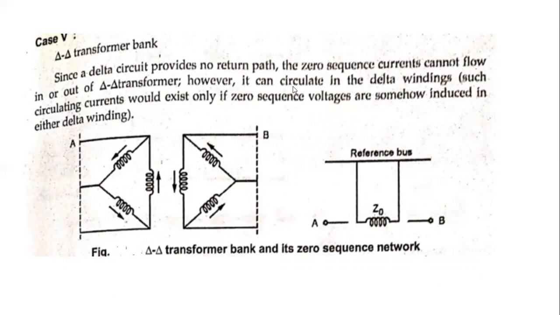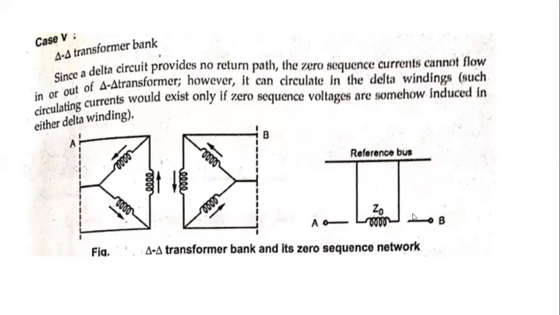However, it can circulate in the delta windings. Such circulating currents would exist only if zero sequence voltages are induced in either delta winding. The primary winding is connected in delta and the secondary winding is also connected in delta. Therefore, how do we draw the zero sequence network? This is the reactance, with A open and B open.